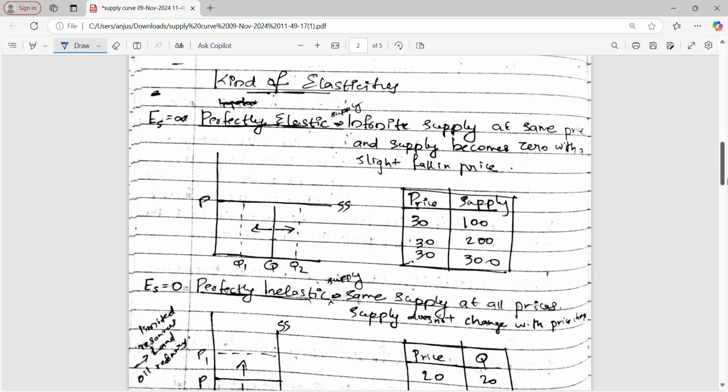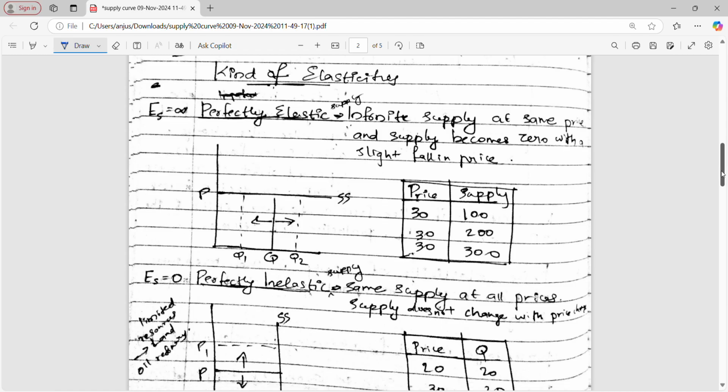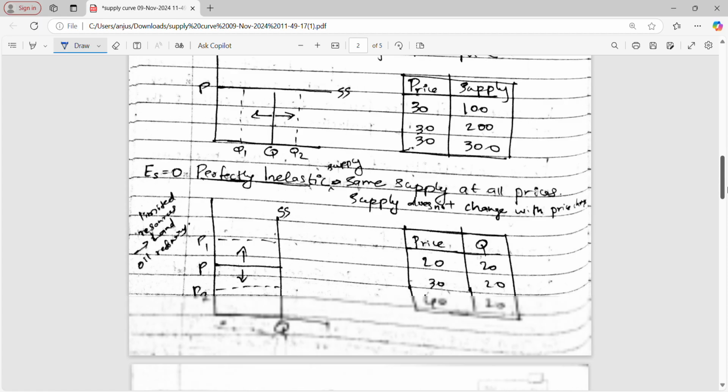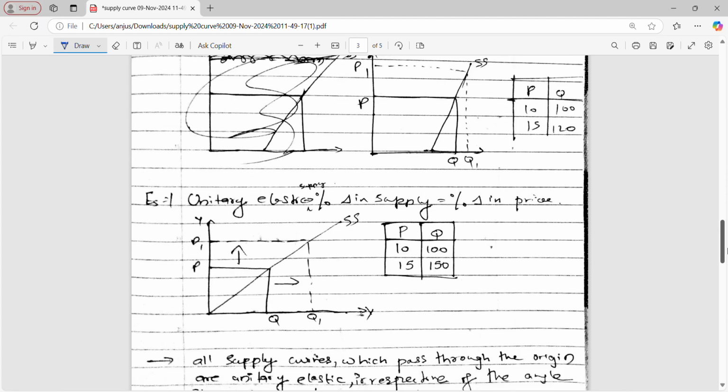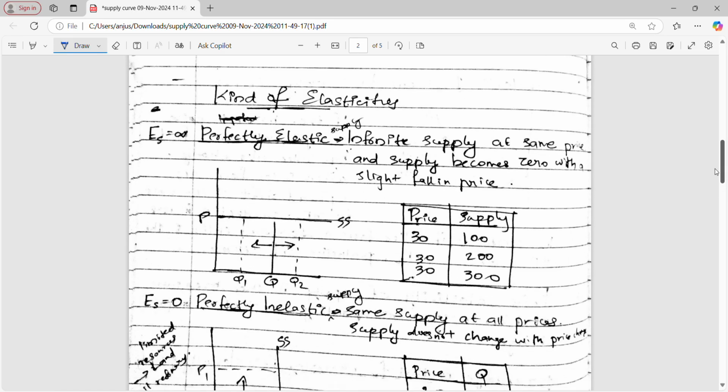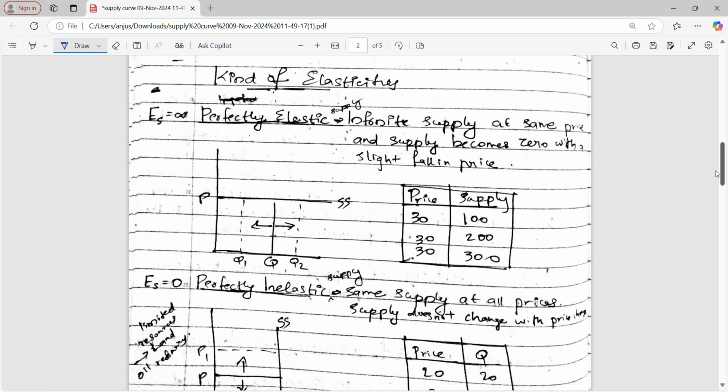Next are the kinds of elasticities. As in demand, here also it is the same: perfectly elastic, perfectly inelastic, highly elastic, less elastic, unitary elastic. Perfectly elastic means the elasticity will be equal to infinity. Infinite supply at the same price, and supply becomes 0 with a slight fall in price.